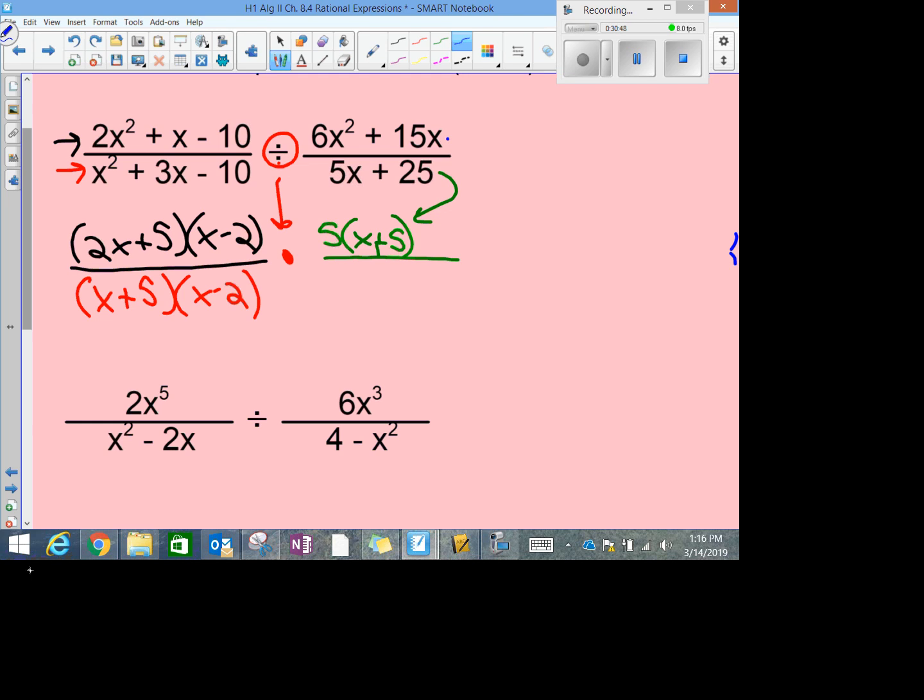I'm going to take what's on the top of the second fraction and put it on the bottom. So what can I do with 6x squared plus 15x? We got 3, and what else? They got an x, right? So they got a 3 and an x, and I'm left with 2x plus 5.